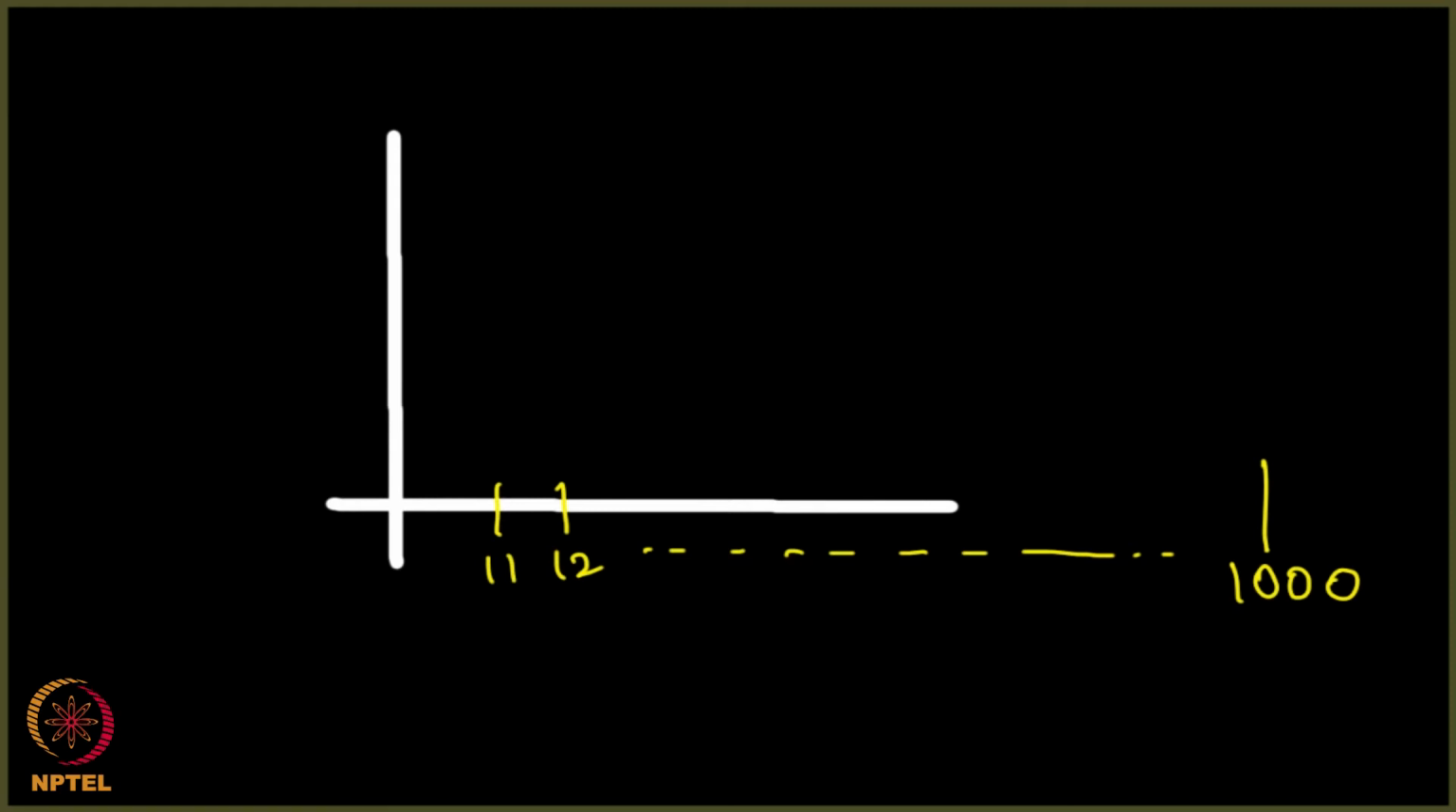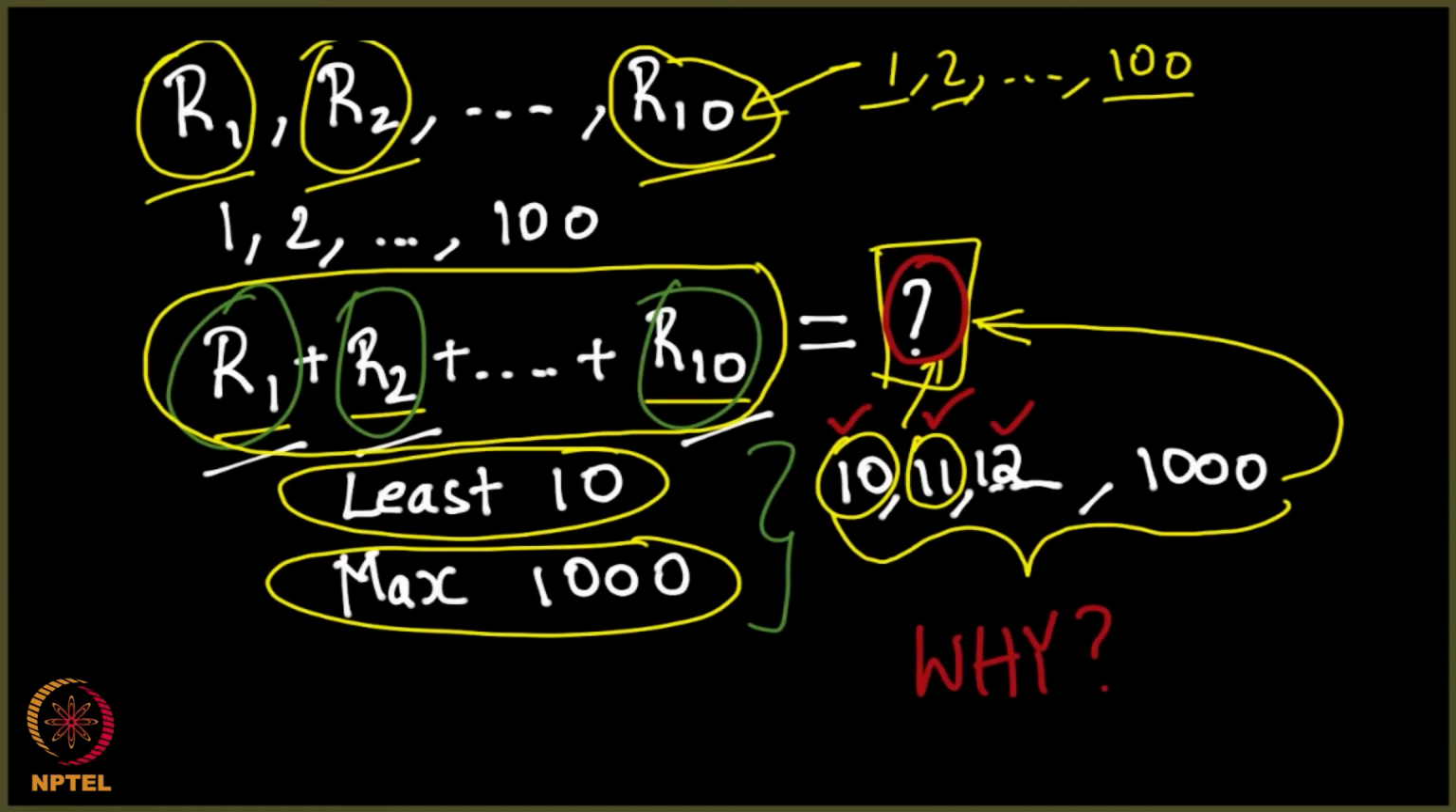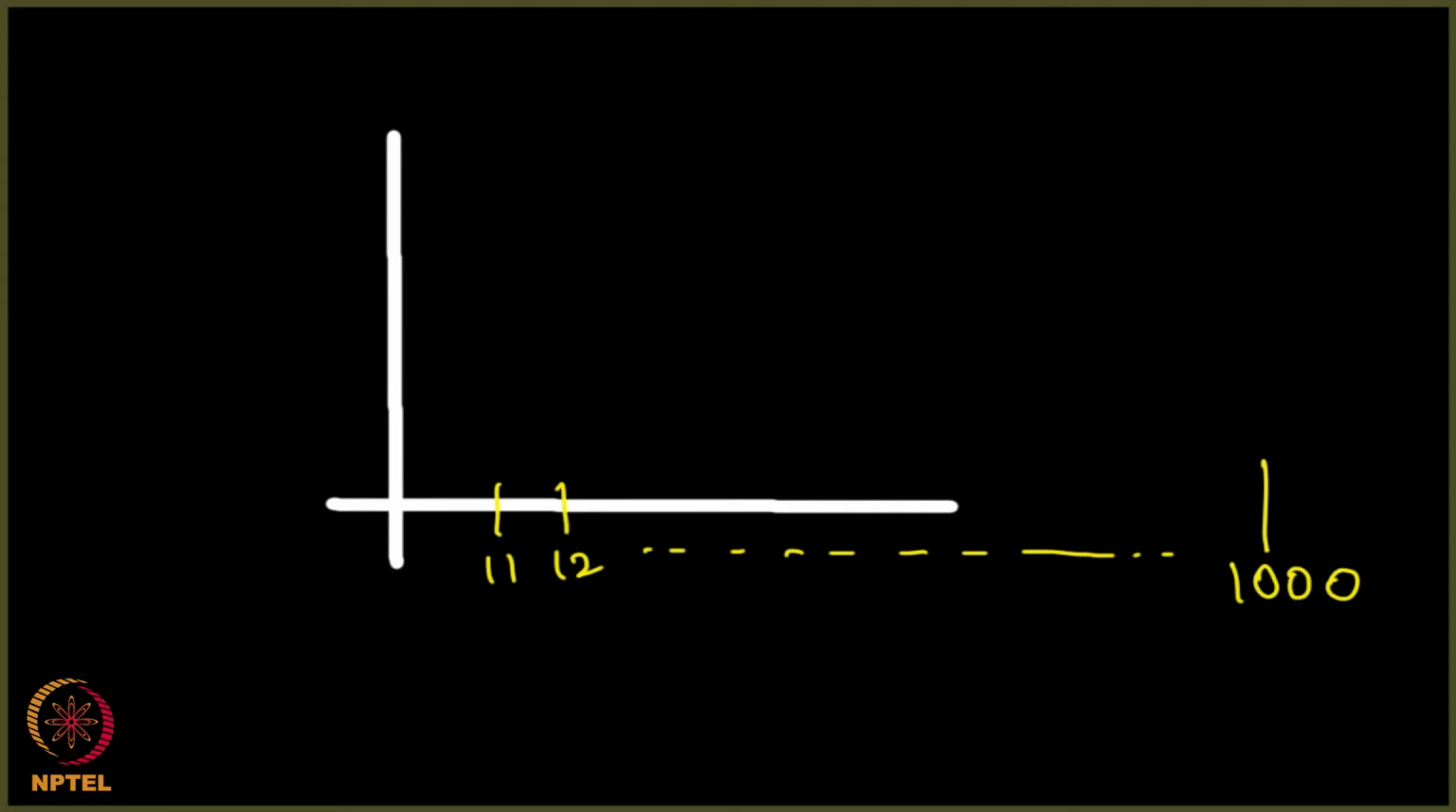Let me go back to the previous slide. Each one of the R1 can be on an average anything from 1 to 100, and so on and so forth. So this will be roughly like this. The plot will look like this.